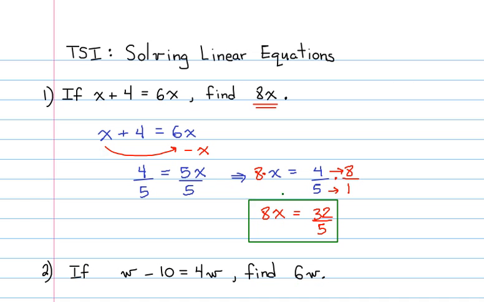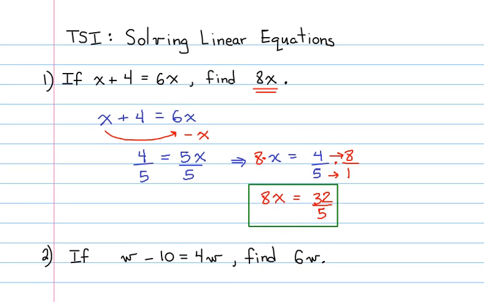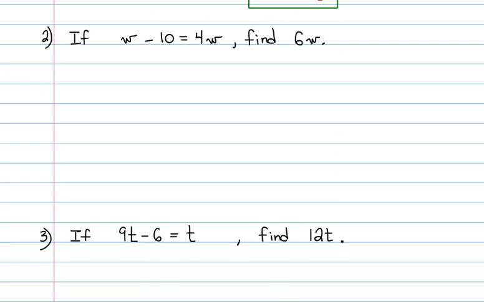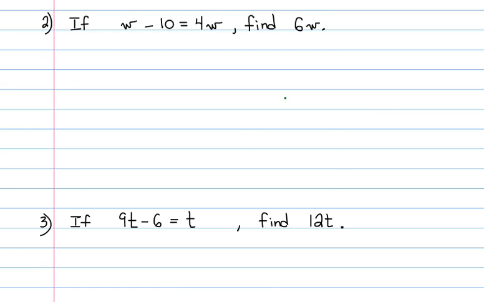Okay, we're going to do some more examples very similar to number 1. So let's look at number 2. Let me scroll down here. Question number 2 says that if w minus 10 is equal to 4w, find 6w. So here again I'm going to start by copying down my equation, w minus 10 is equal to 4w, and what they want to know is 6w.